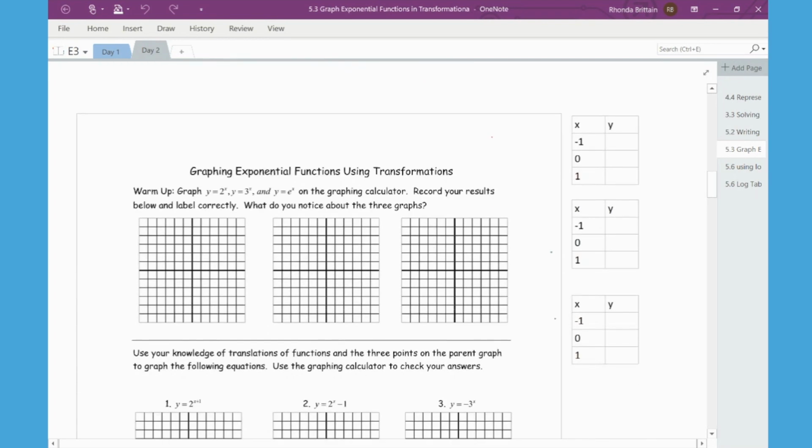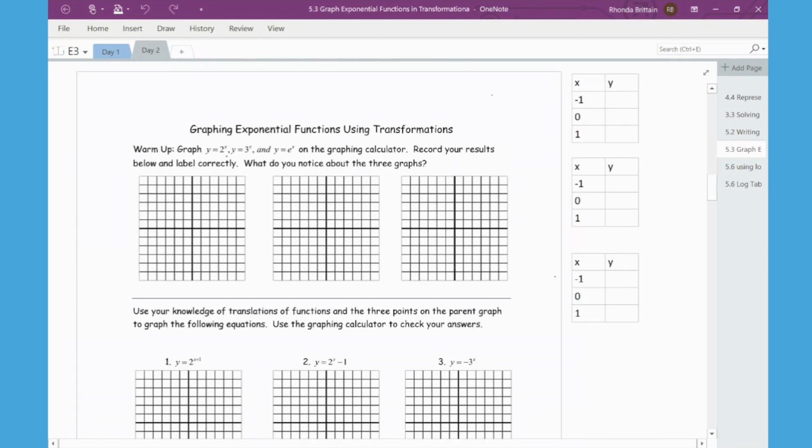So as we look at the lesson, you're going to see that we have 3 different parent functions, y equals 2 to the x, 3 to the x, and then we have our e to the x. It says graph on the graphing calculator, but it's pretty simple to just set up a table of values, and we can actually plug each of those x values into our function. So when I look at my first function, which is y equals 2 to the x, really just need to plug in those x values.